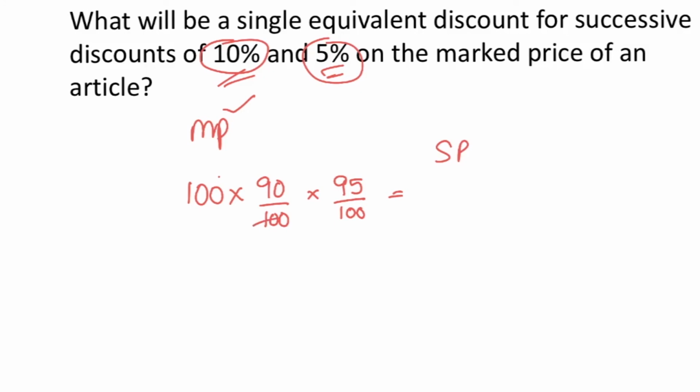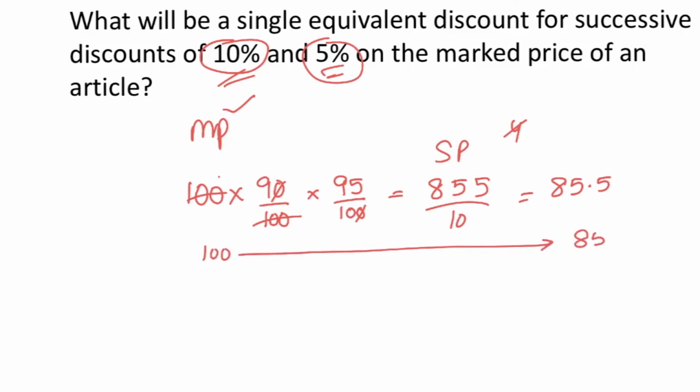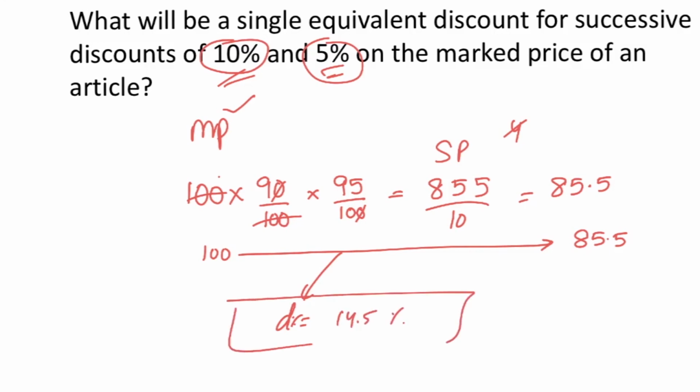Simplify this. 100 cancel. 0 cancel. 9 5s are 45. 9 times 9 is 81 plus 4, 855 by 10. That is equal to 85.5. So initial value, market price, is 100. Selling price is 85.5. So how much is decreased? How much is the discount percent? 14.5% is the discount. This is how we combine multiple discounts.